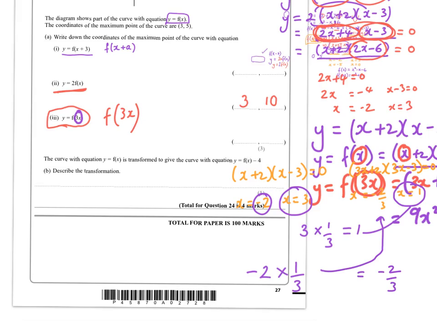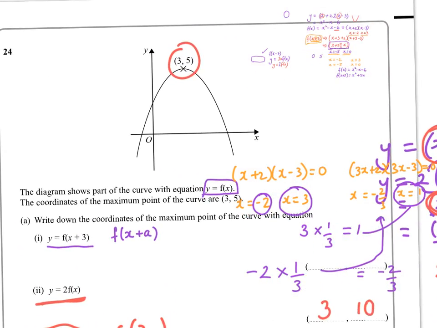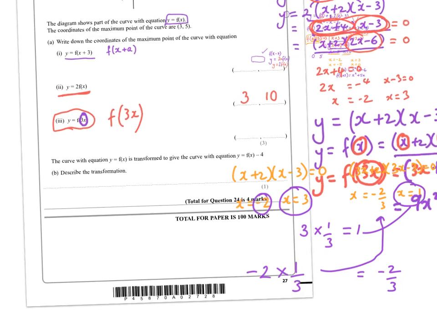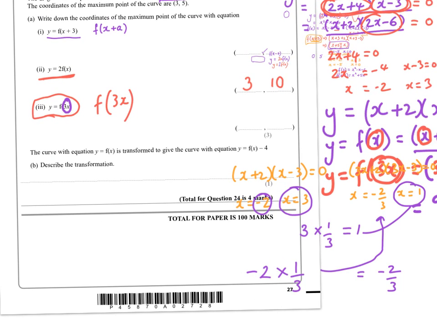So in this situation we had the maximum point was 3, 5, and we wanted to do this transformation here. So what we did is we're actually just dividing all the x component parts by 3, so 3 becomes 1, and the y values stay exactly the same.